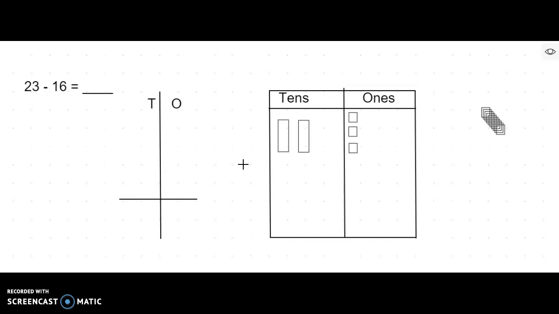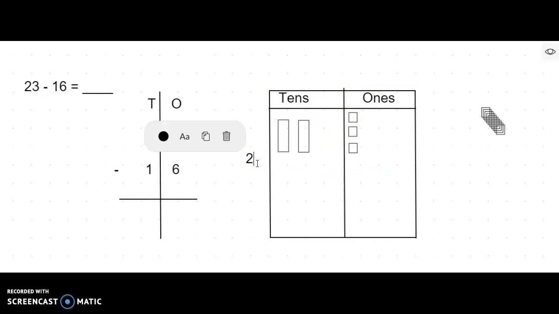Let me show you what I mean by looking at our problem today. It is 23 take away 16. So we're going to start by setting it up vertically. Our whole is 23 because I can take 16 away from 23, but I can't take 23 away from 16. So I'm going to set up 23 minus 16.